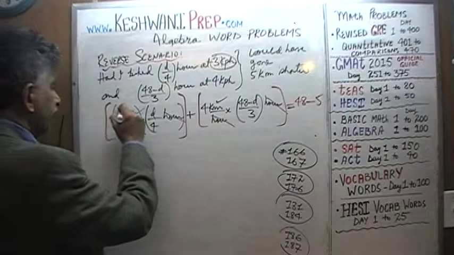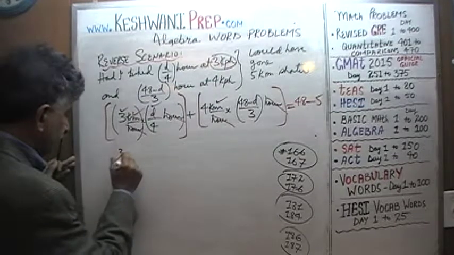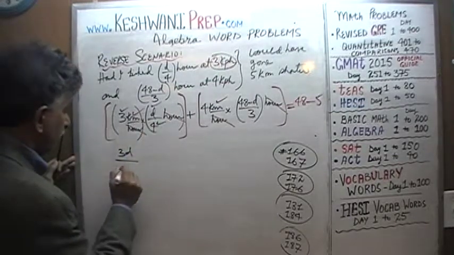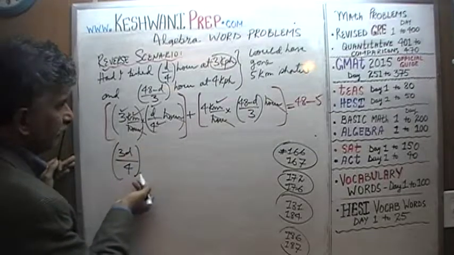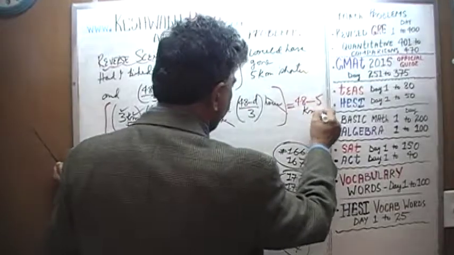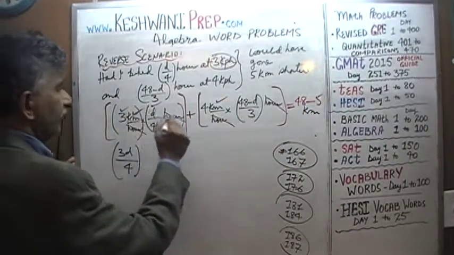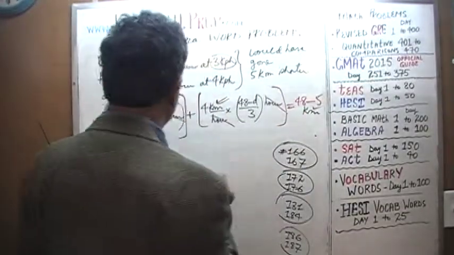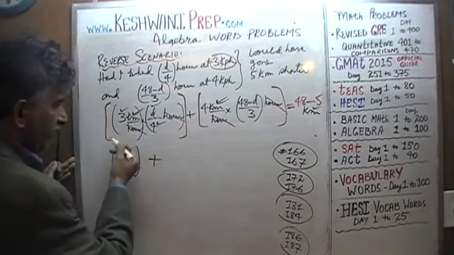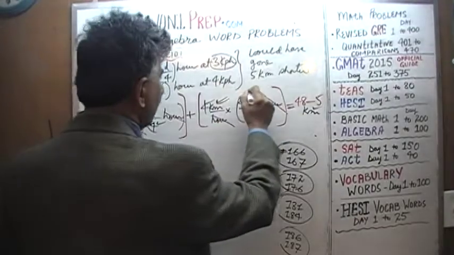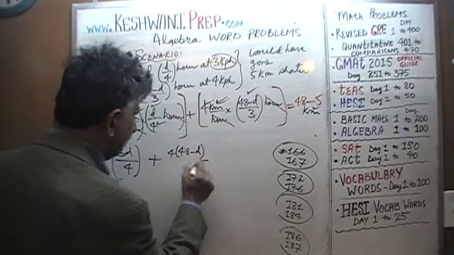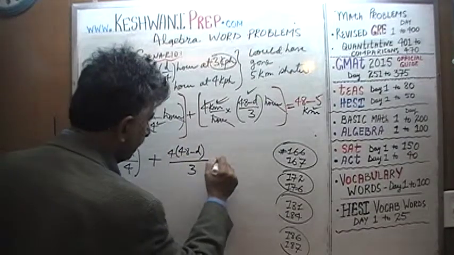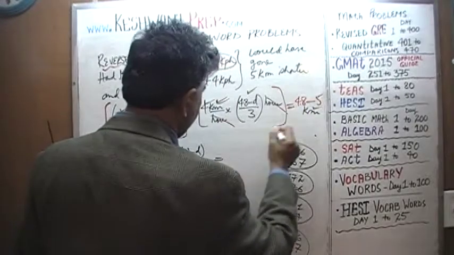So here we have 3 times d, which is 3d over 4. I'm not going to write down the unit. This is kilometer and this is kilometer. They are all kilometers. Plus 4 times 48 minus d over 3 equals 48 minus 5, which is 43.